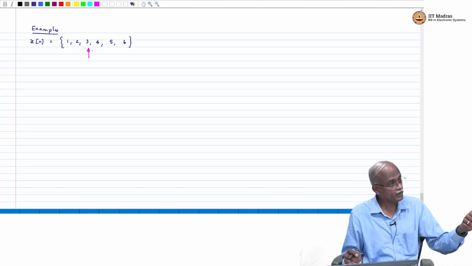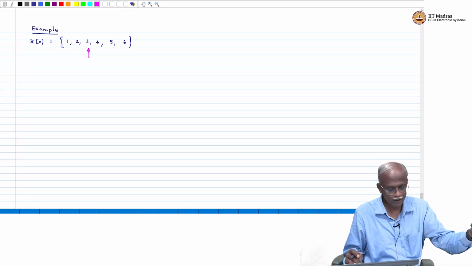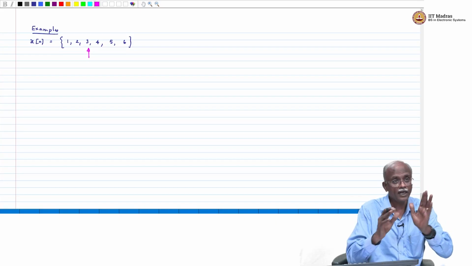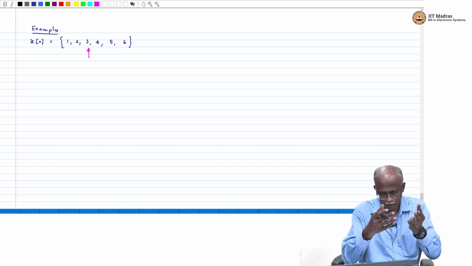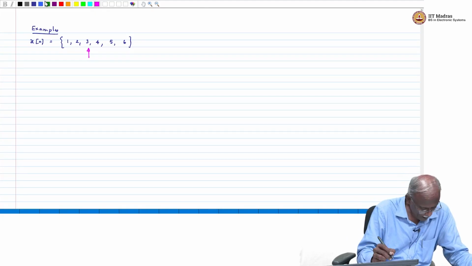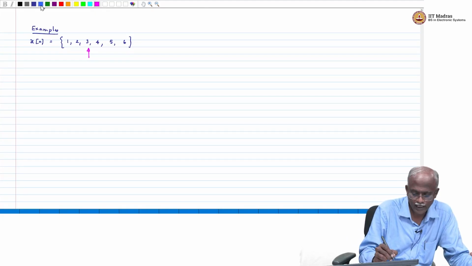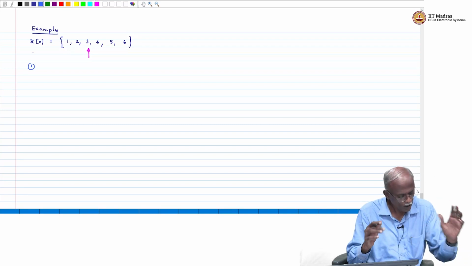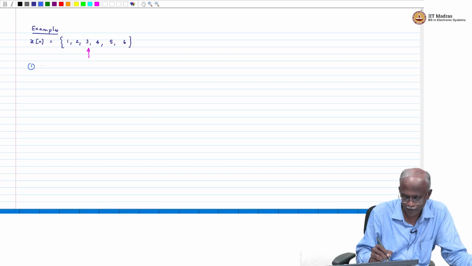So, it is a finite length sequence. It is non-causal because it has got both sides, and this is a finite length sequence that we are going to be working with. So, I am going to ask you to do 5 different calculations as part of it. Some of them are easier, some of them would require a little bit of effort. We will go through them in a systematic way.